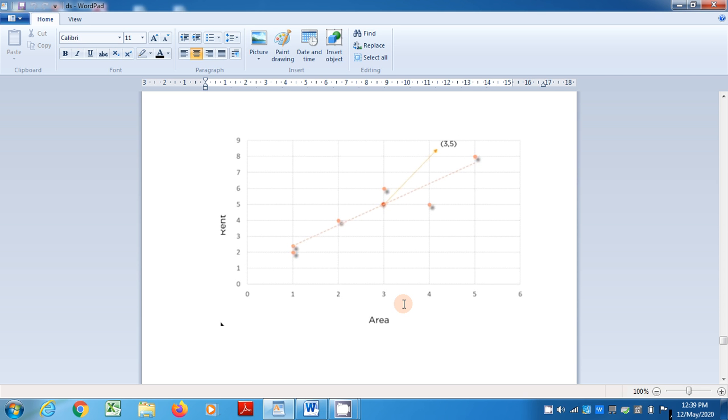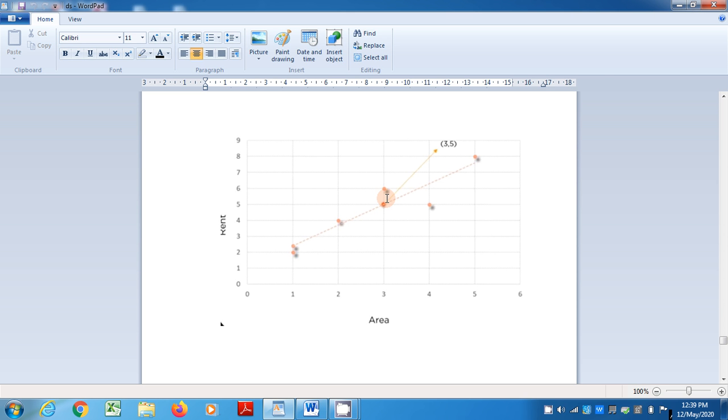Whenever you are drawing a line, the best fit line should pass through the mean dot. This is the mean dot of area and rent, that means (3, 5), right? So the best fit line always has to pass through it. This is the relationship: the best fit line always passes through the mean point.